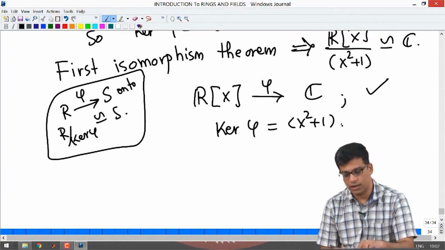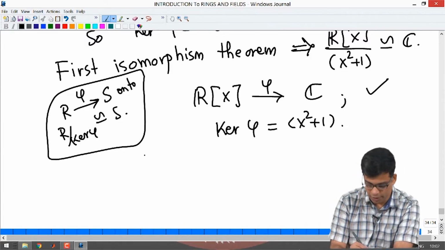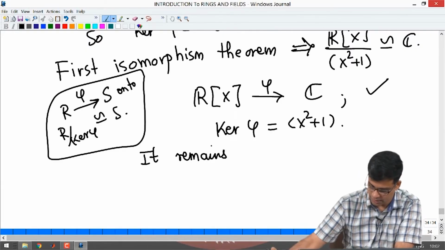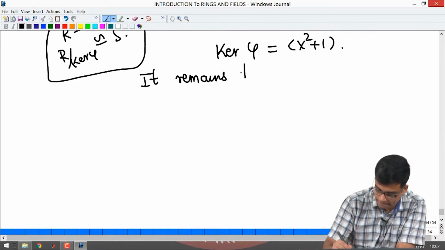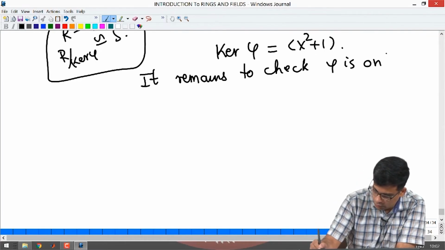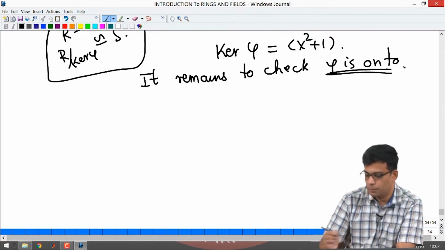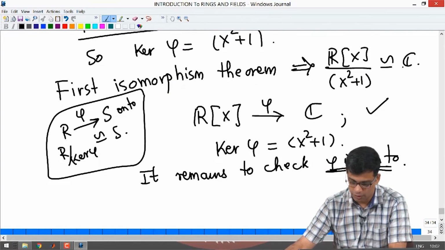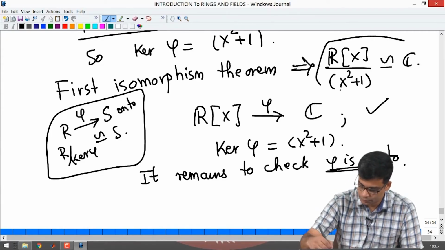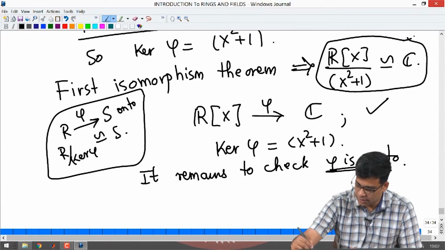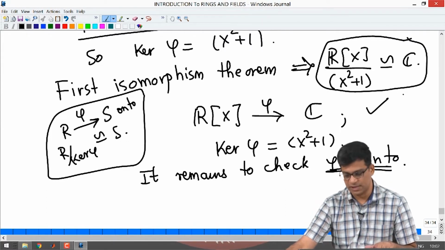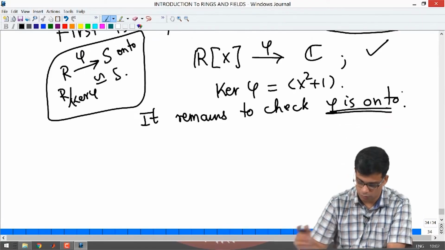So, R x mod the kernel is isomorphic to the image. So, it remains to check, in other words, I can't yet say this, right. I have to check phi is onto, but I claim that that is trivial. So, let me first say that if phi is onto, we have this. The missing piece here is that phi is onto. If phi is onto, we have this because of the first isomorphism theorem. But why is phi onto?